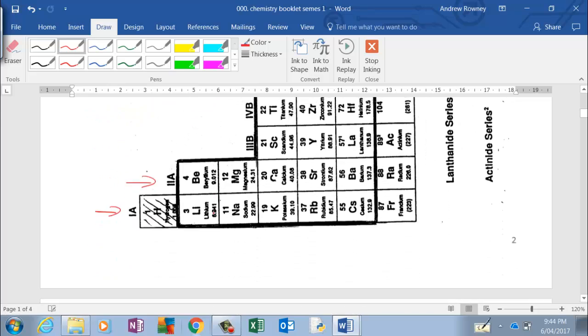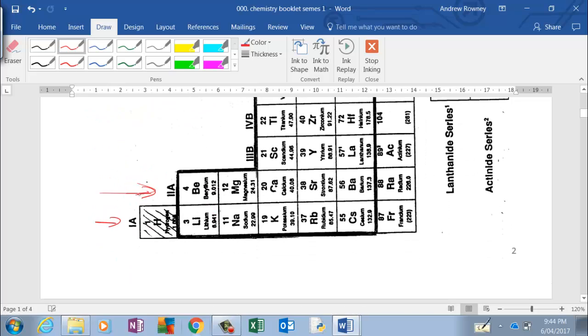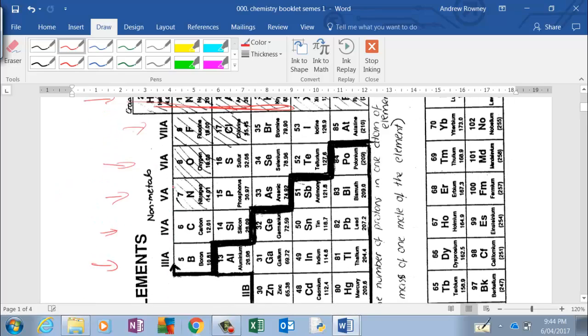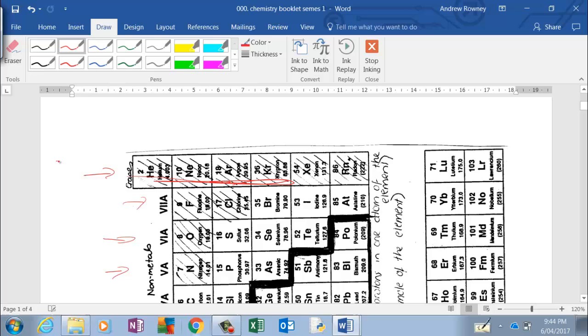Depending on the number of the group, if you're in group 2, then you have 2 electrons in the outer shell. That's why calcium had 2 electrons on the outer shell, because they're in group 2. Group 8, you have 8 electrons in the outer shell.